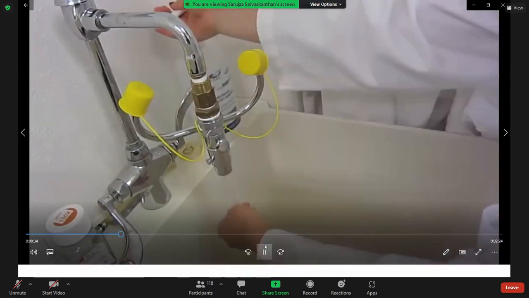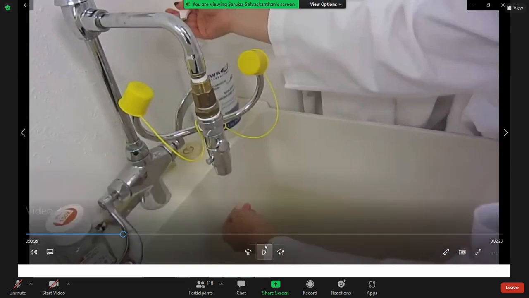Before entering into the laboratory, there is a small room in front of that. We have to hang the laboratory coat in that, right? So we have to wear it and we have to wash our hands using any hand wash, right?